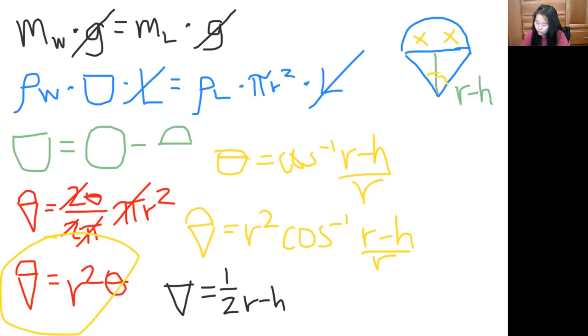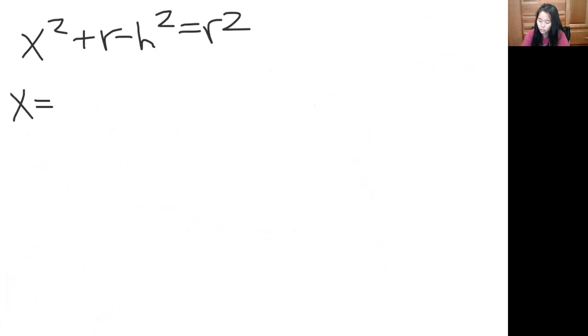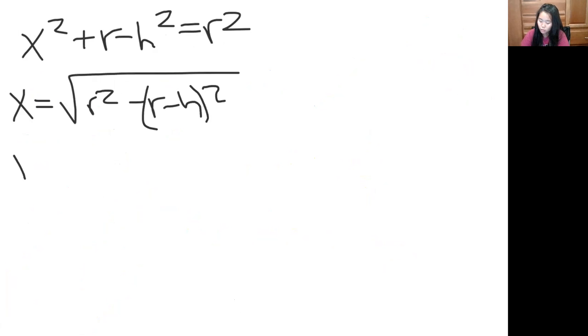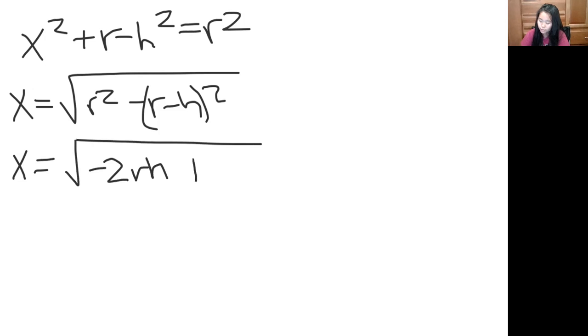Solving for x, we use the Pythagorean theorem, since we're dealing with the right triangle, so we get x squared plus r minus h squared, and this is equal to r squared. Rearranging this equation, we get x is equal to the square root of r squared minus r minus h squared. Simplifying and factoring, we get x equals the square root of negative 2rh minus h squared.